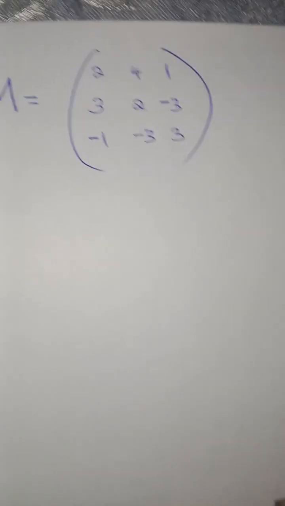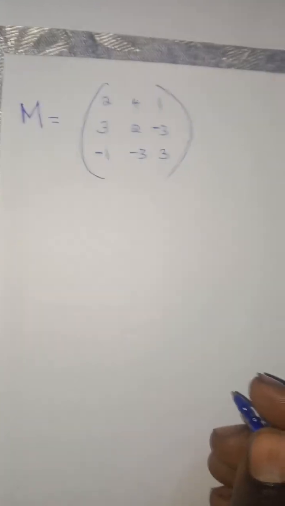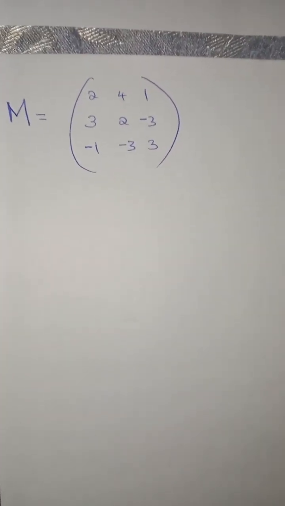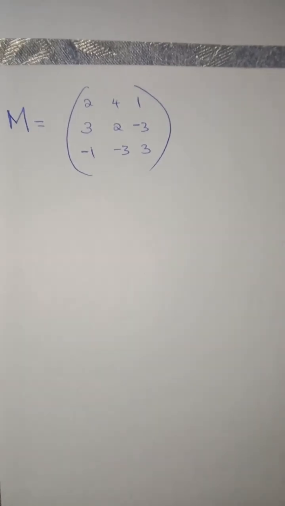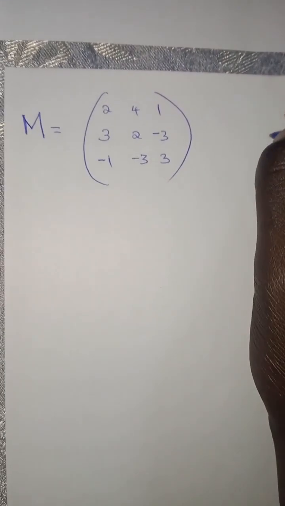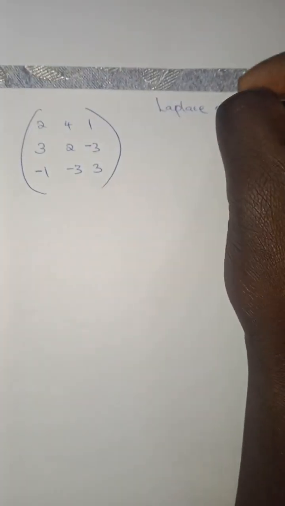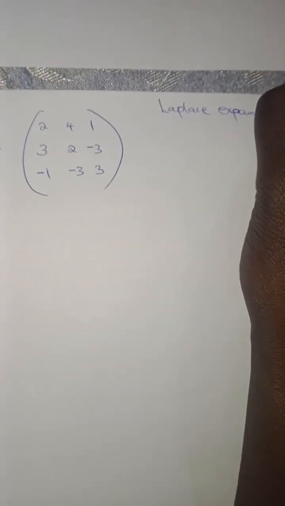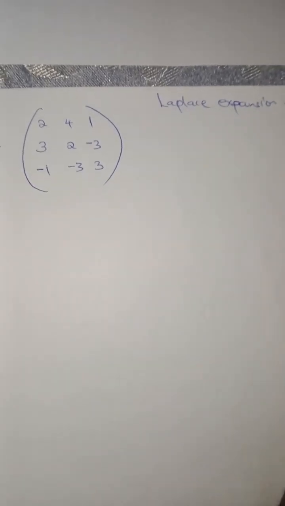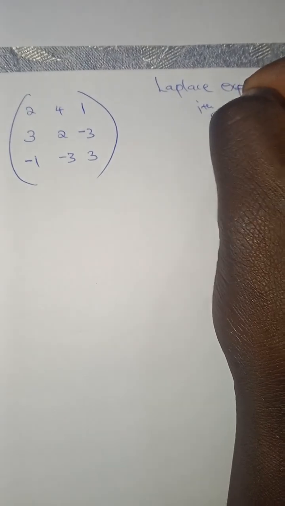We want to find the determinant of matrix M. The determinant of matrix M, being a 3 by 3 matrix, will be found by invoking the Laplace expansion formula, whereby we will be expanding along the nth row and the jth column.